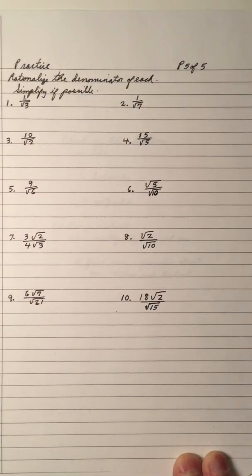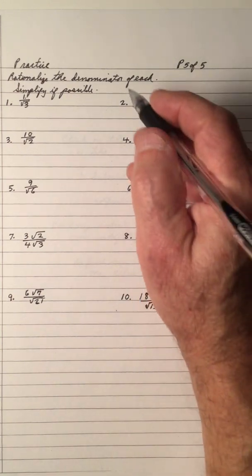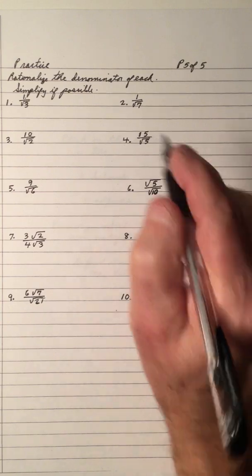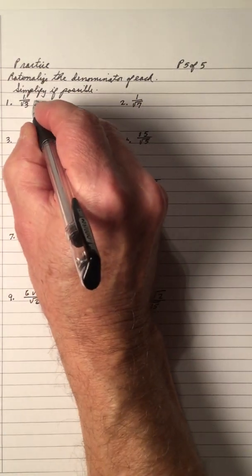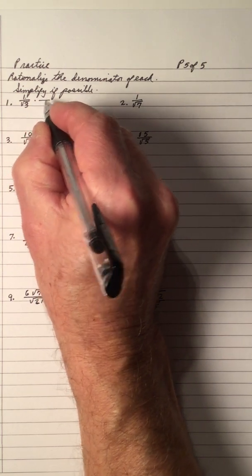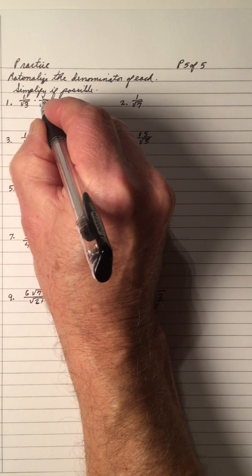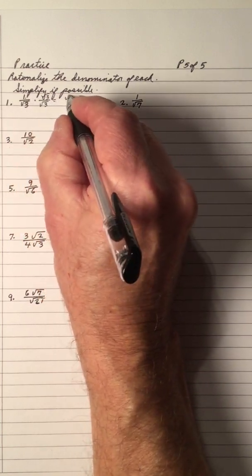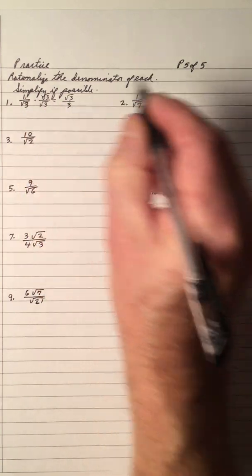Let's continue. Practice means pause the video and work each of these out to see what you get. Do one at a time to make sure you know what you're doing. Rationalize the denominator of each. When we rationalize the denominator, we multiply the denominator by its conjugate. So the conjugate of root 3 is root 3. So the top is multiplied by root 3. 1 times root 3 is root 3. And root 3 times root 3 is 3.